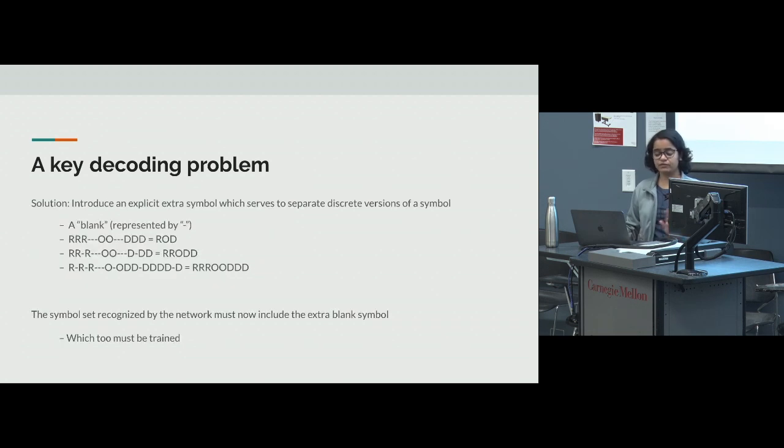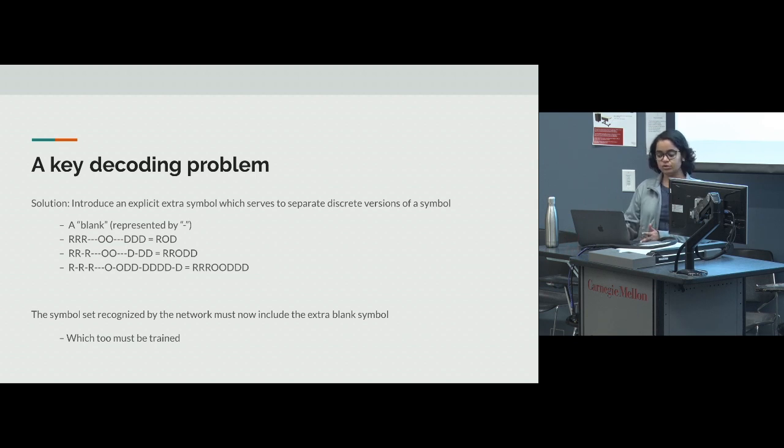Seems like there's a very simple solution to this problem. All you need to do is introduce this extra symbol that your model generates. We call this a blank and represent it using a hyphen. The only job of the symbol is that it should separate discrete versions of a symbol. So say the model generated RRR hyphen hyphen hyphen OO hyphen hyphen hyphen DDD. We'll call this ROD. Everything that is not separated by a blank gets collapsed into a single character.